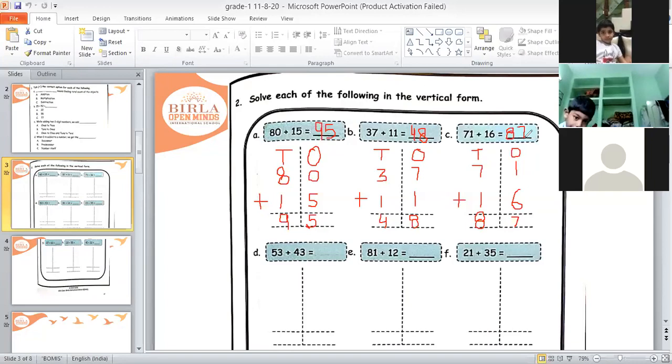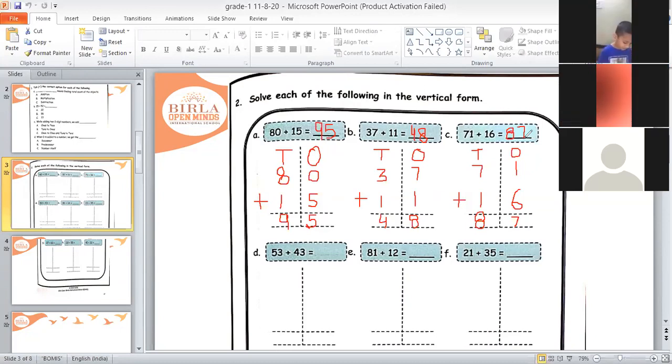Rohit Chaudhary, you read the next question. Bit D. Yes, read the question. 53. And read that symbol. 53 plus 43. Yeah, so this is 53 plus 43.